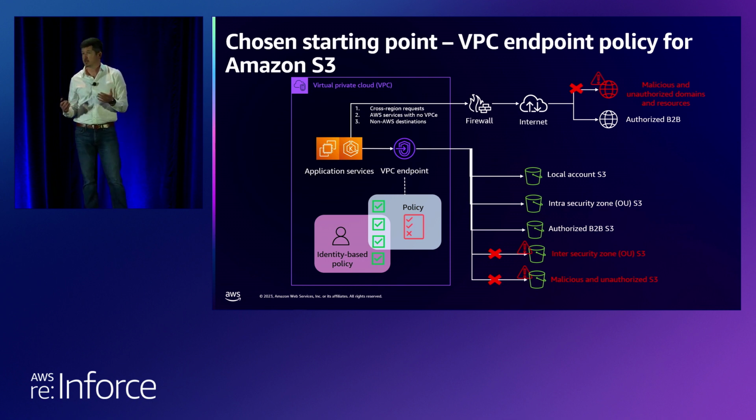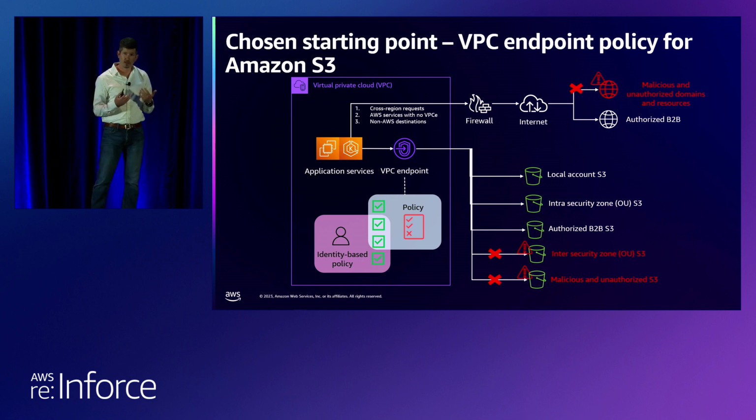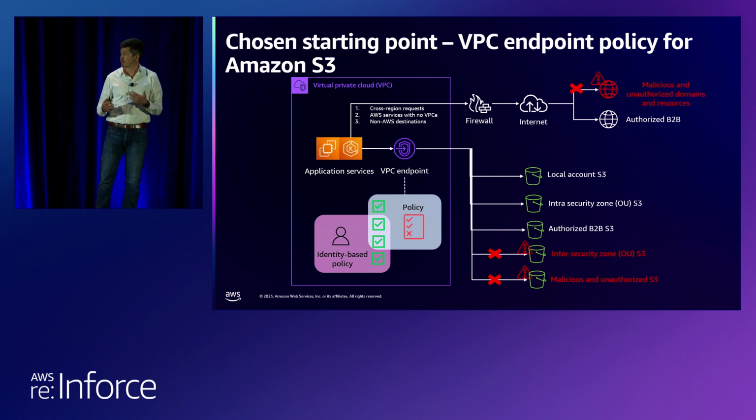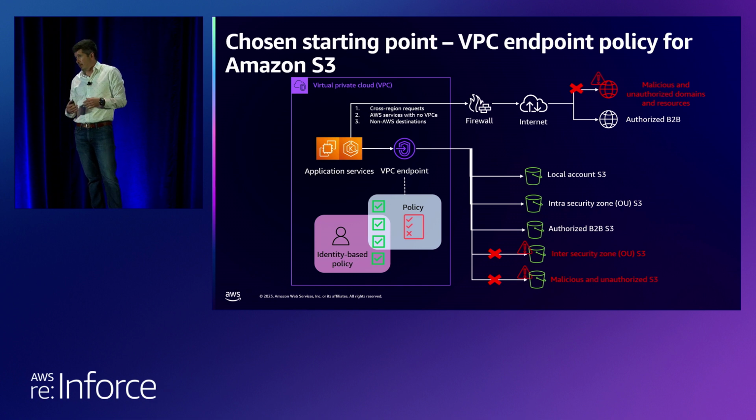So we want to allow things like connections to the local account's S3 bucket. We want to allow connections to S3 buckets in the same security zone for shared services and shared data sets. And then we want to allow connections to authorized business-to-business partners' S3 buckets. At the same time, we want to prevent connections to malicious and unauthorized S3 destinations. And we want to prevent any connections that would be crossing our internal security zones as part of the data perimeter.